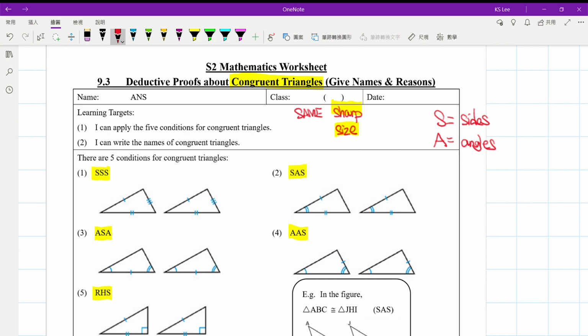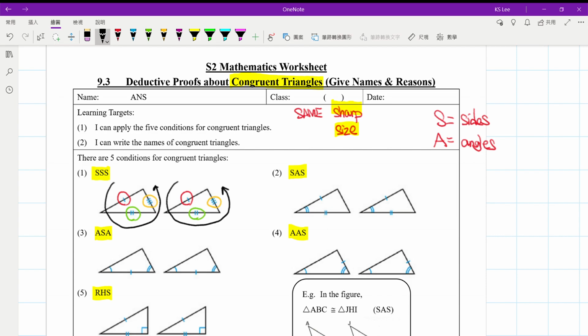Let's look at the first figure to see why we can apply the reason SSS to prove that they are congruent. First of all, we have a pair of equal sides, then a second pair of equal sides, and then the last pair of equal sides. They are in this order, so we can say that these two triangles are congruent using the reason side, side, side. SSS in short form.